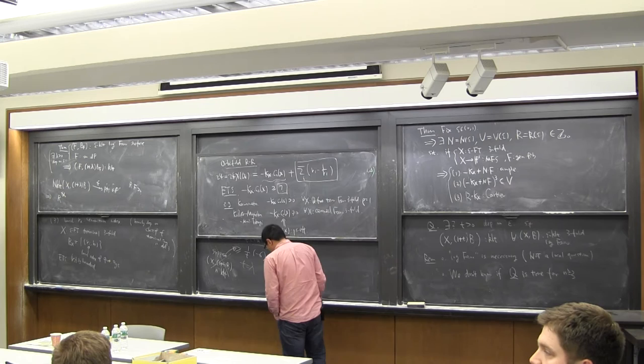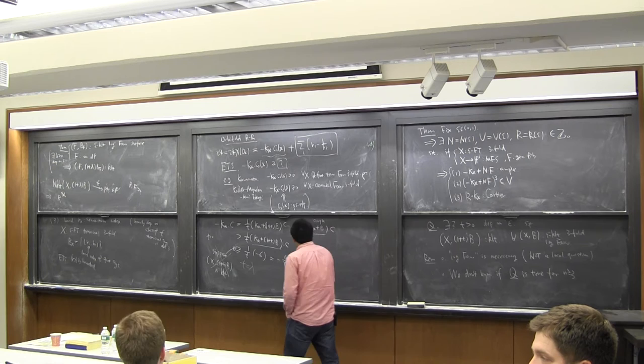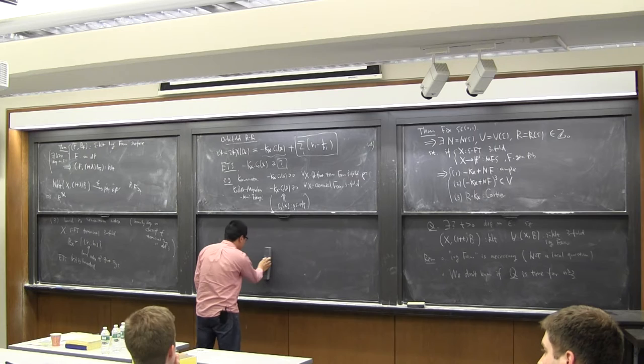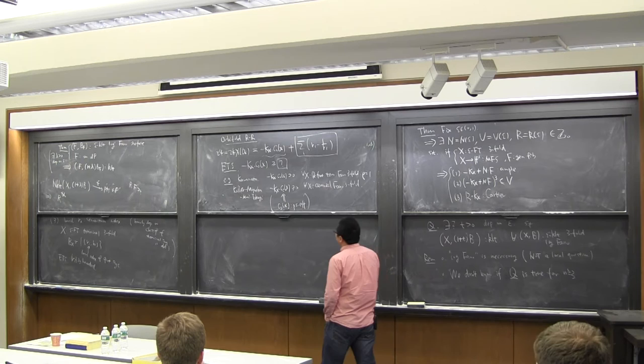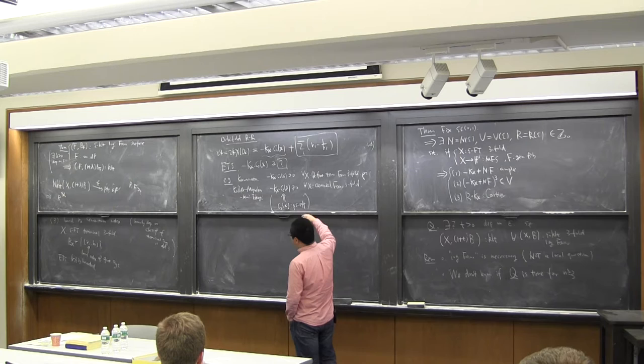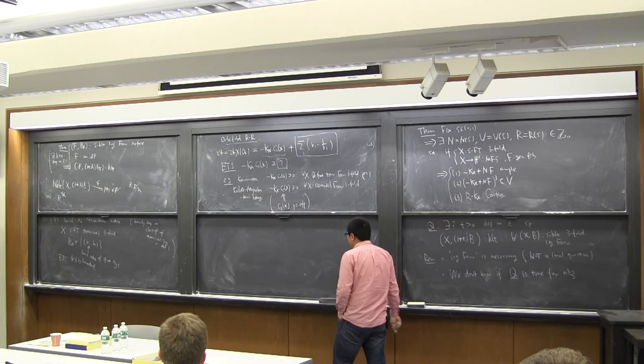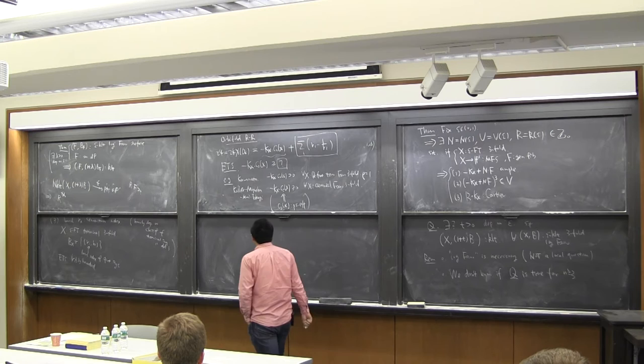Okay, so here we also want to show some kind of pseudo effectivity for this second Chern number, and we want to show that such kind of inequality holds, and we are done. So the thing is that we need to use two theorems.